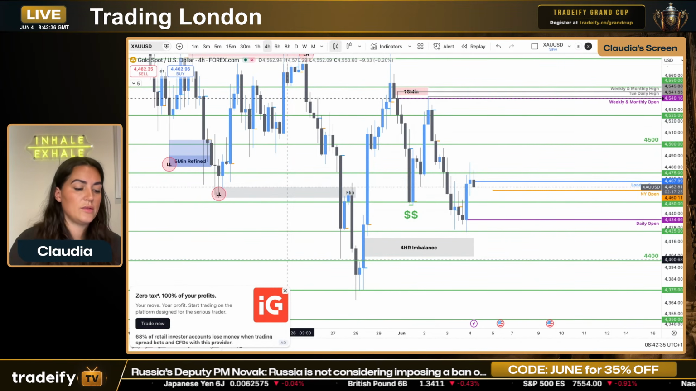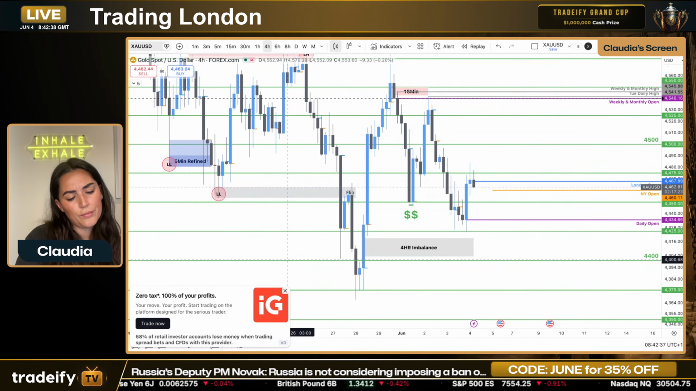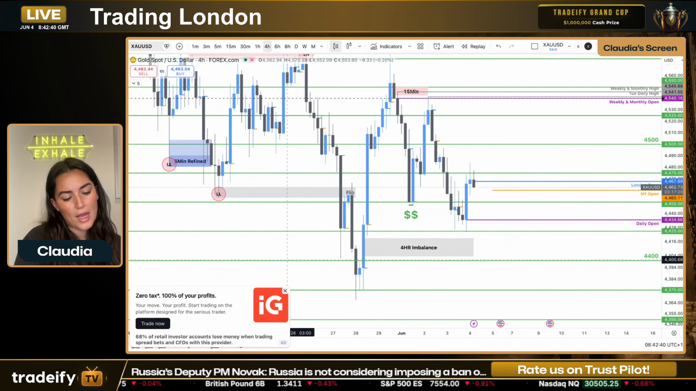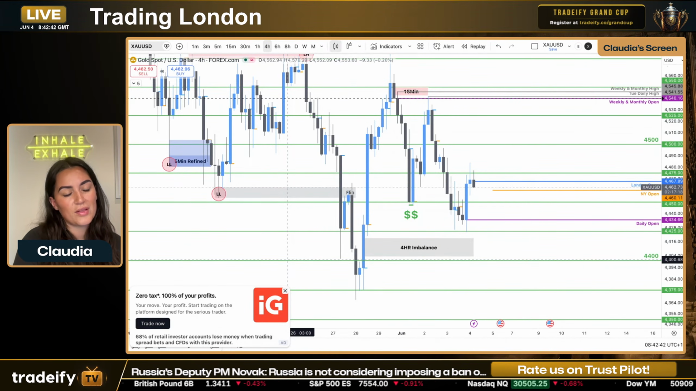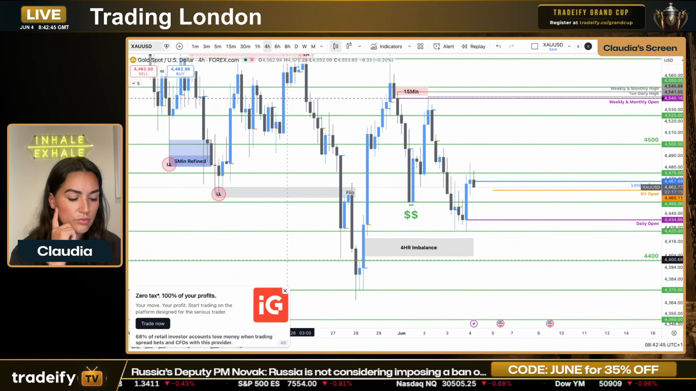Robot says, so someone previously asked me if I used gamma lines or something. Gamma and GEX, that's an options trading strategy, says Robot.